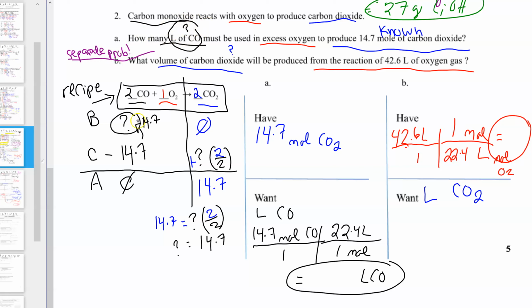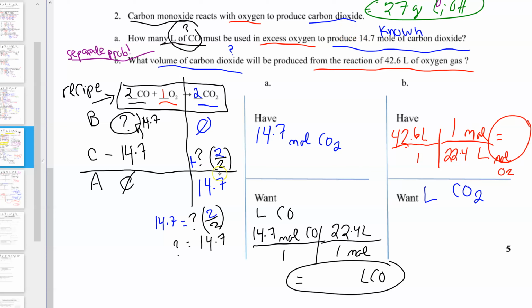So how many liters of CO? We don't know how many liters there are. Hopefully you've gone through and balanced the equation. But we do know it's going to make 14.7 moles of CO2. So 14.7 moles of CO2. Level 1, yours probably says liters. You can either just change it to moles right here, or I'll post a separate older answer key.